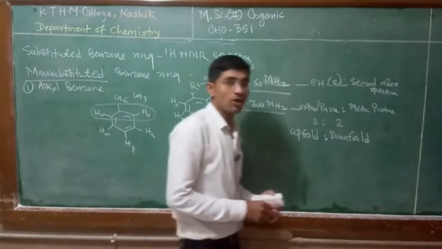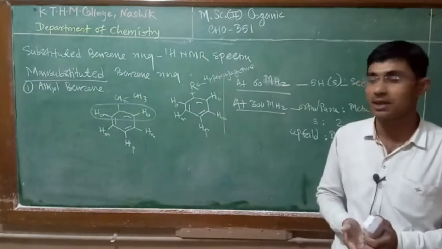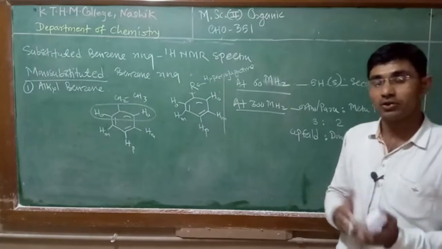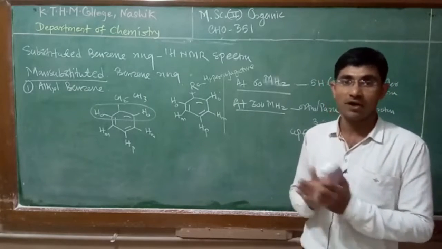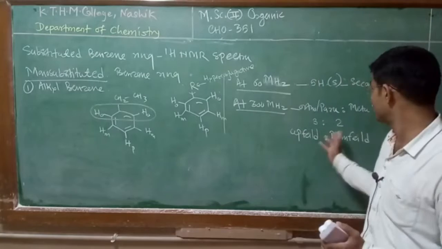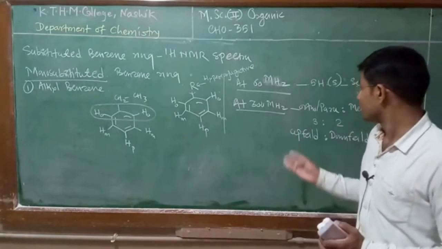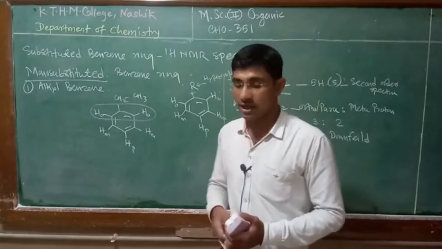Means we are observing a first order spectrum that can be interpreted with the help of the n+1 rule. At 300 megahertz instrument, we clearly observe the 2 kinds of protons, ortho and para. These 3 protons appear at the upfield, and these 2 protons appear at the downfield in 1H NMR. So this is about the alkyl benzene.